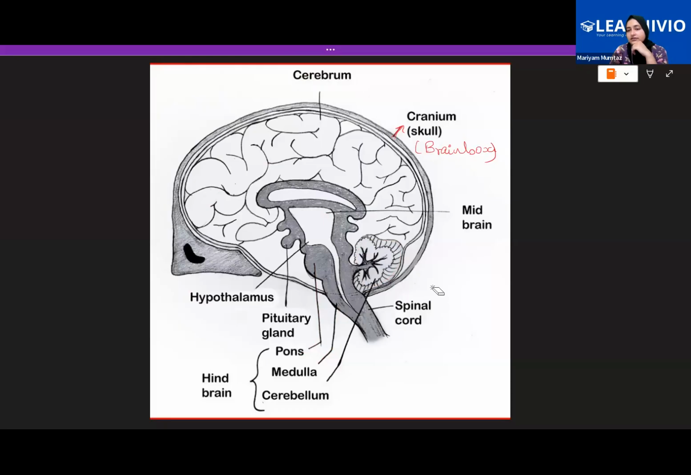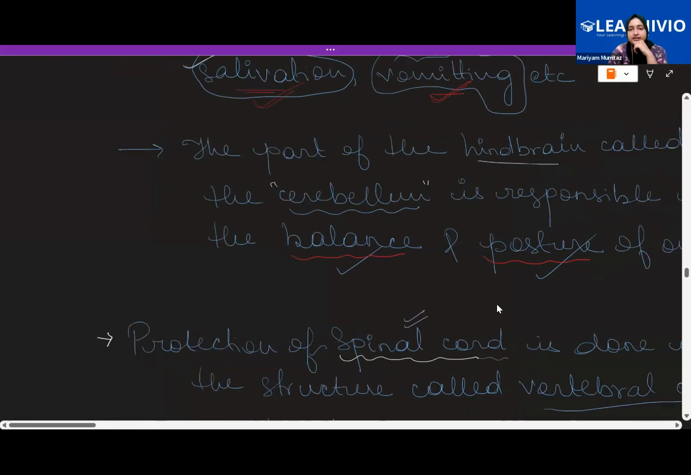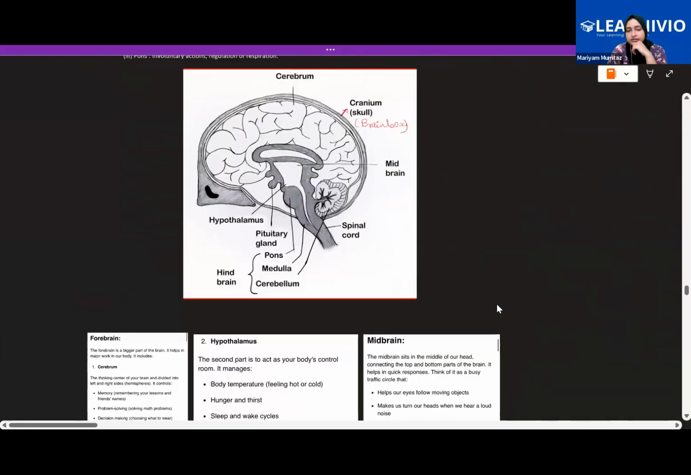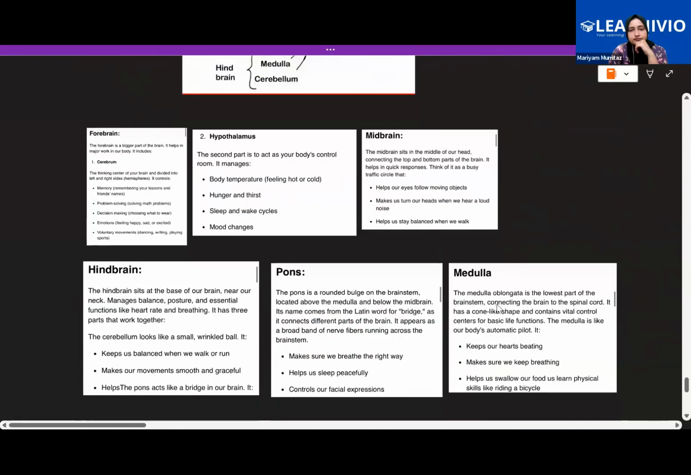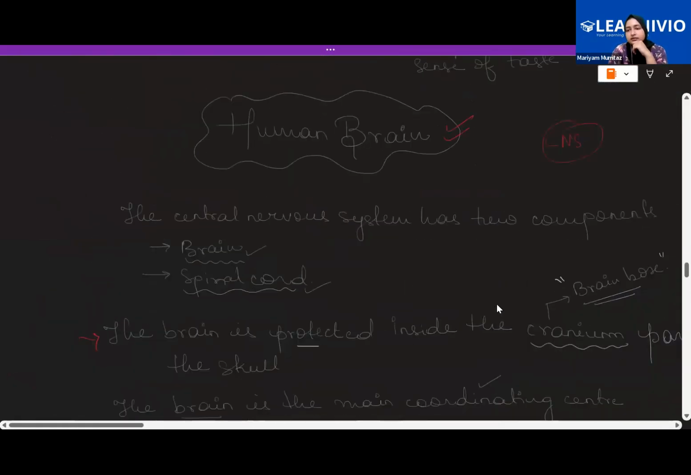Does anyone have any doubts? No, ma'am. No doubts. Oh, very good. All right, when people note down, then we'll see more in depth about each of the parts. So you have to start from the human brain, right?